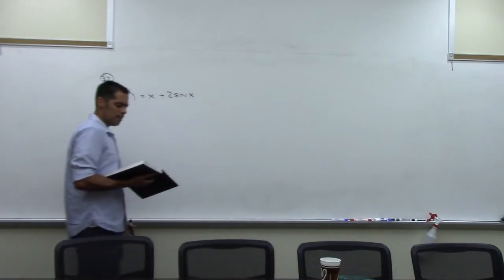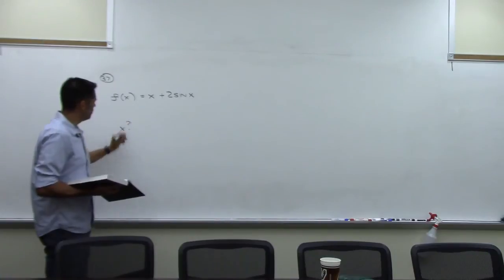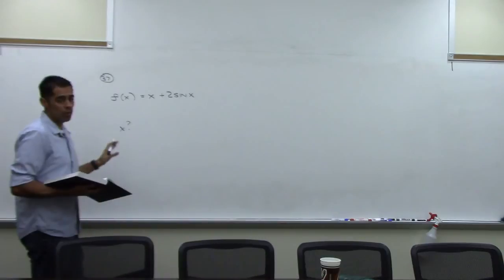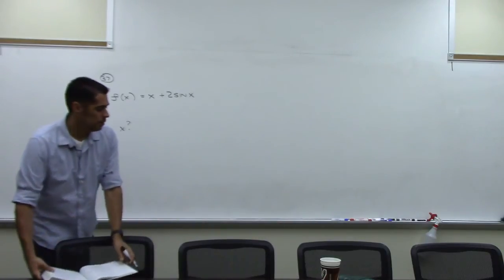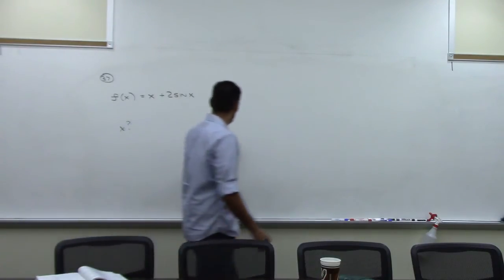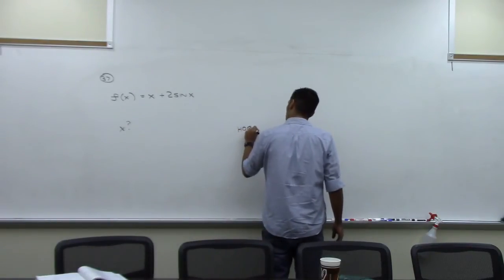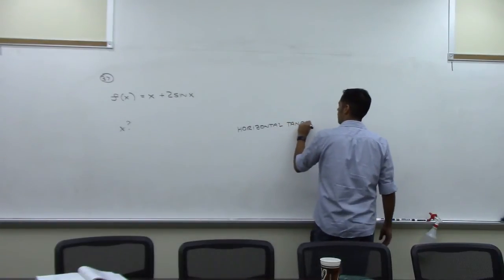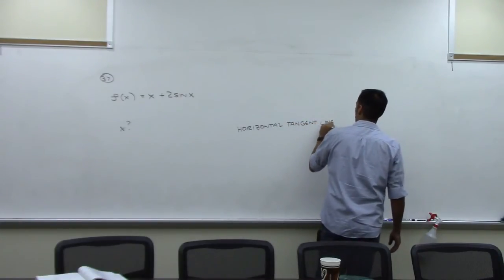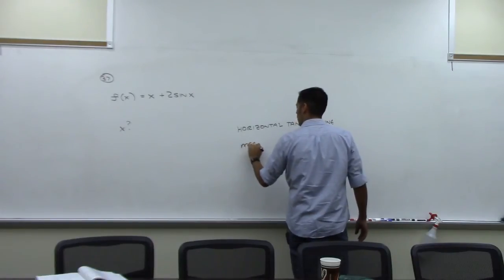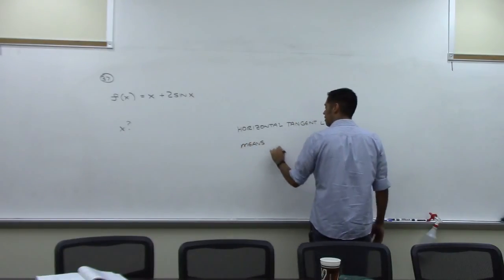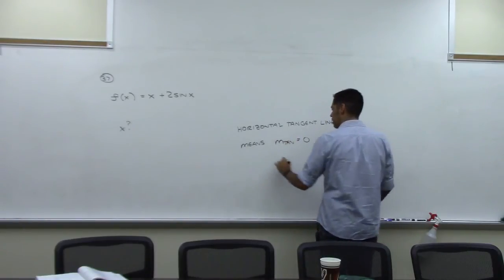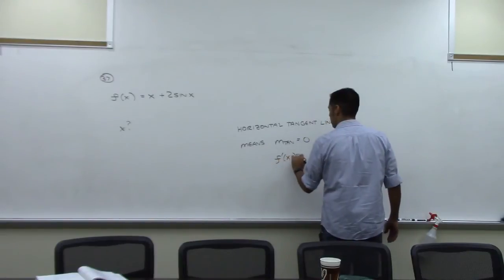All right, for what values of x? Okay, so where on this graph do we have a horizontal tangent line? So let's translate that. Horizontal tangent line means that the slope of the tangent line is 0. But for us, that means the derivative is 0.